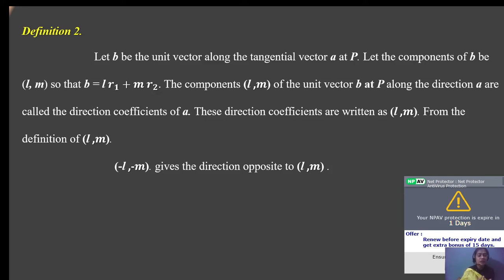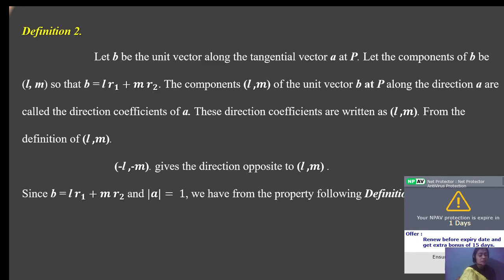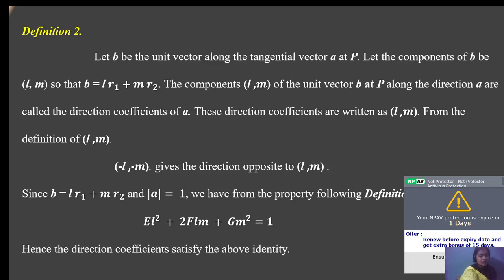We write this direction coefficient as L, M. From the definition, minus L, minus M gives the direction opposite to L, M because both signs change. Since B equals L r1 plus M r2 and mod of B equals 1, we have from the property, E L square plus 2F L M plus G M square equals 1. Hence the direction coefficients satisfy the above identity.